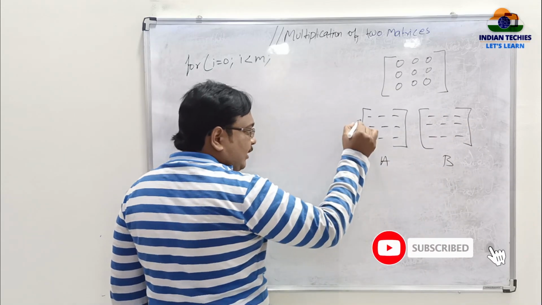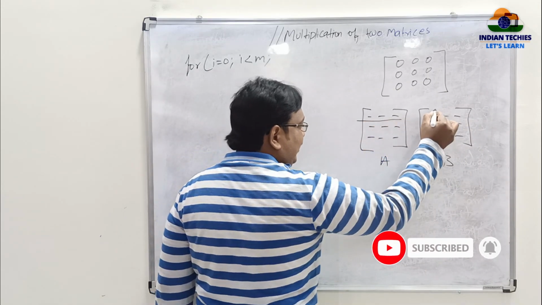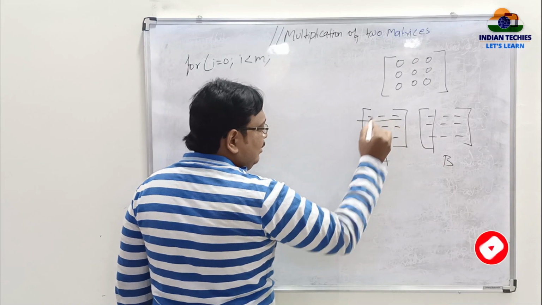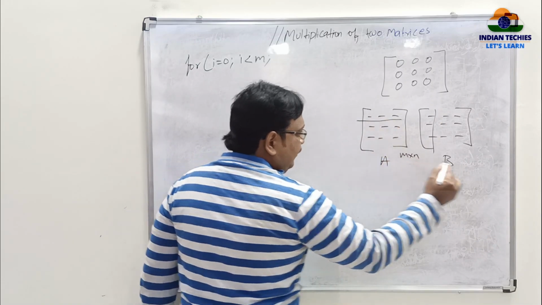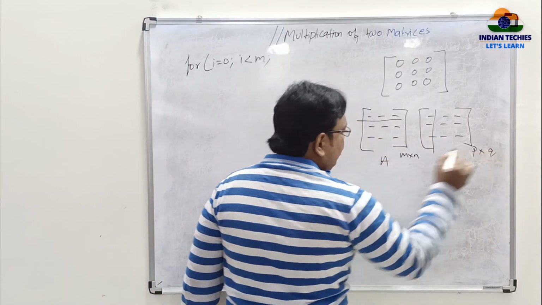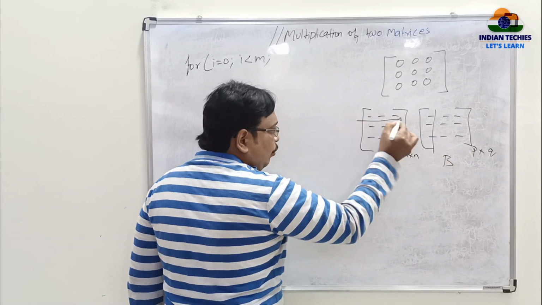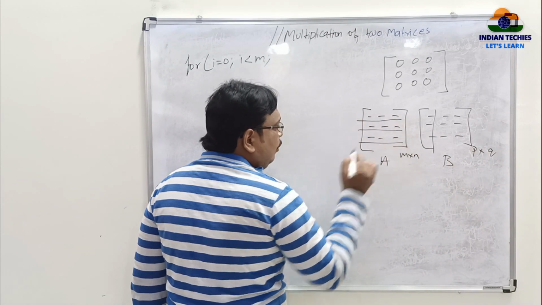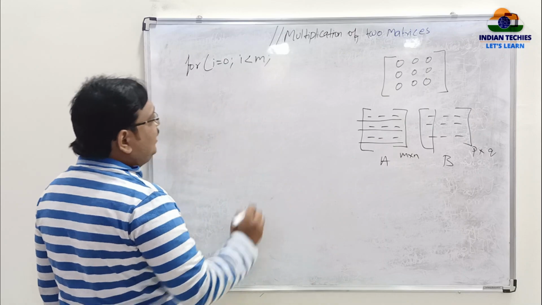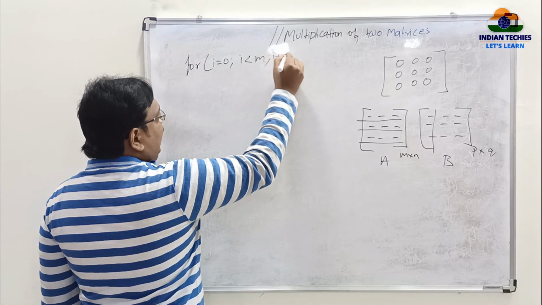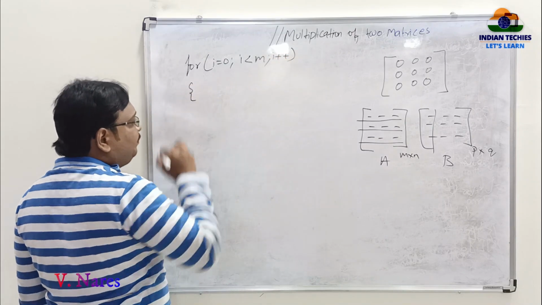Now first this should be multiplied with this. So what is this? M cross N, P cross Q. This is rows, like this. These are rows, so rows are represented with M. So i less than N, i plus plus.